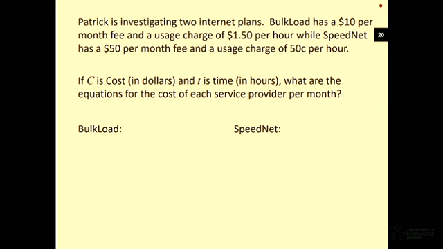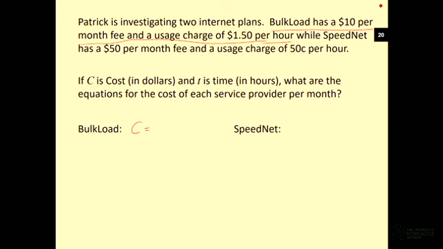So if cost C is cost in dollars and T is time in hours, what are the equations for the cost of each service provided per month? Let's just look at Bulk Load. It says Bulk Load, $10 per month fee and usage charge of $1.50 per hour. So it's $10 per month. So let's just say, cost C is cost in dollars per month.